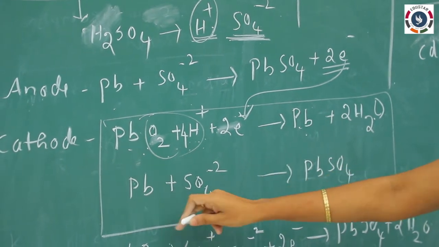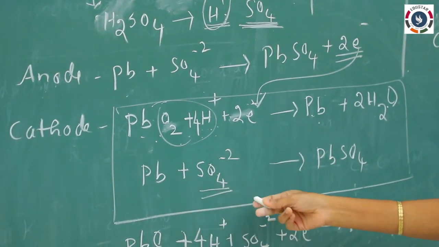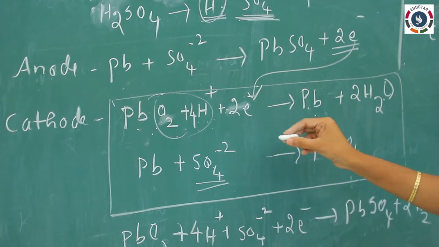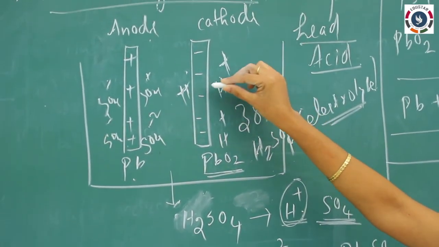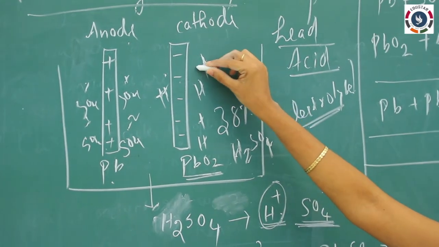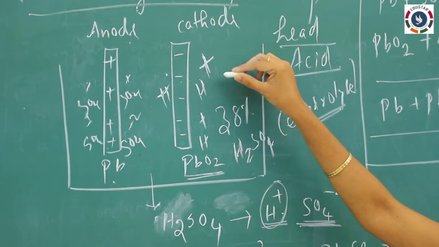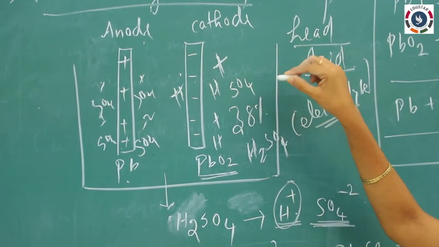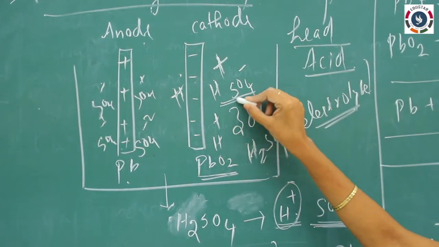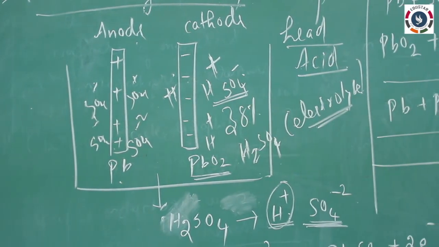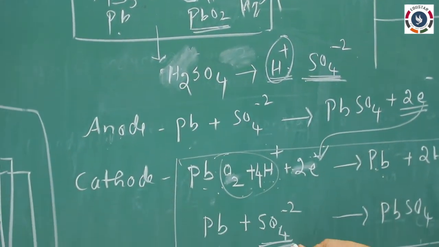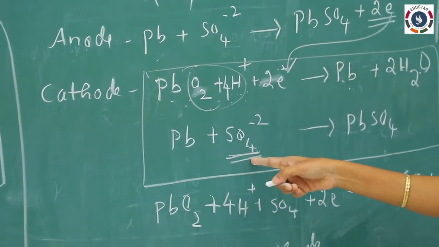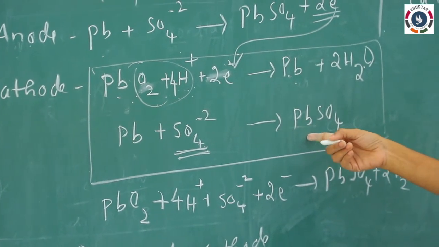And to this lead again I am adding SO4. How does this happen? Since H plus ions are near to the electrode, these positively charged ions in turn may get attracted with the SO4 minus ions present in the electrolyte. So, I am adding the SO4 minus 2 in the second step. This will lead to the formation of PbSO4.